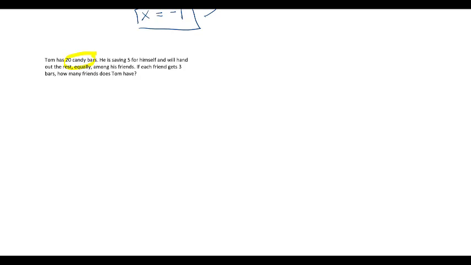He is saving 5 for himself and will hand out the rest equally among his friends. If each friend gets 3 bars, how many friends does Tom have?